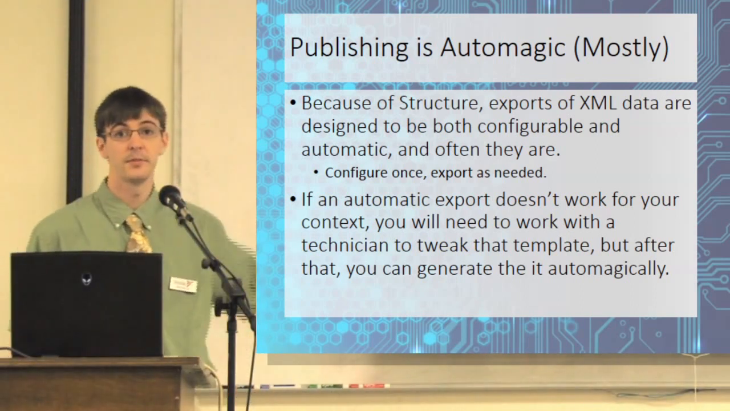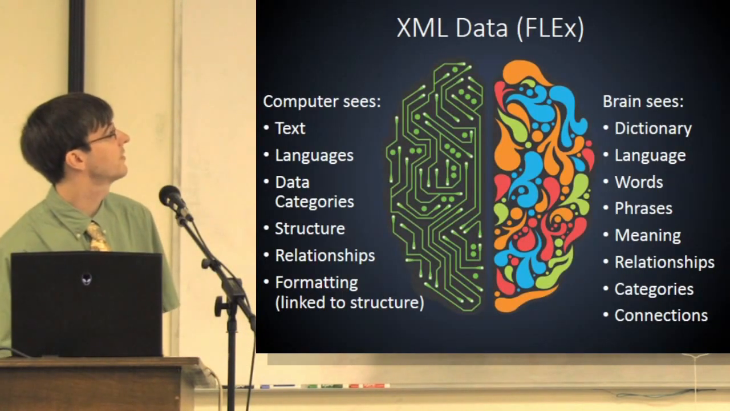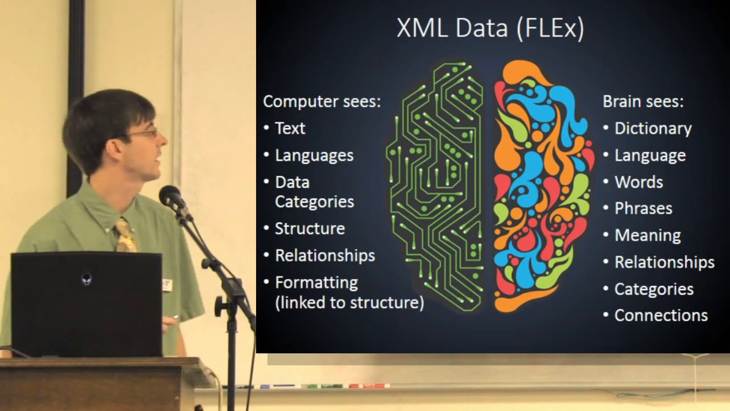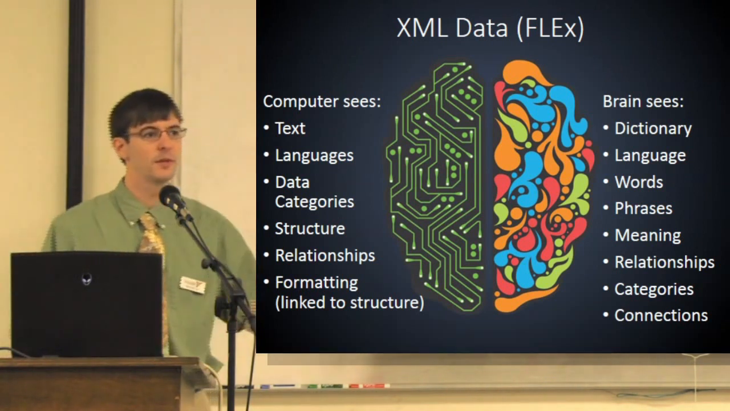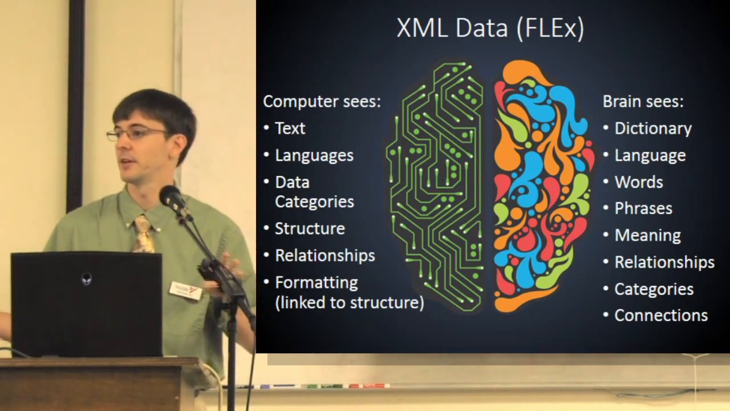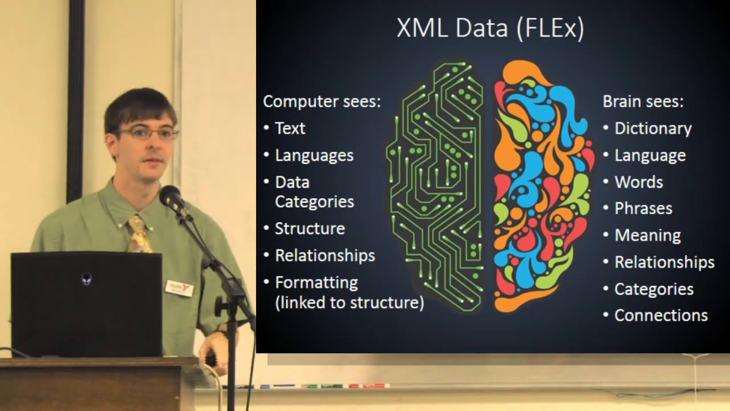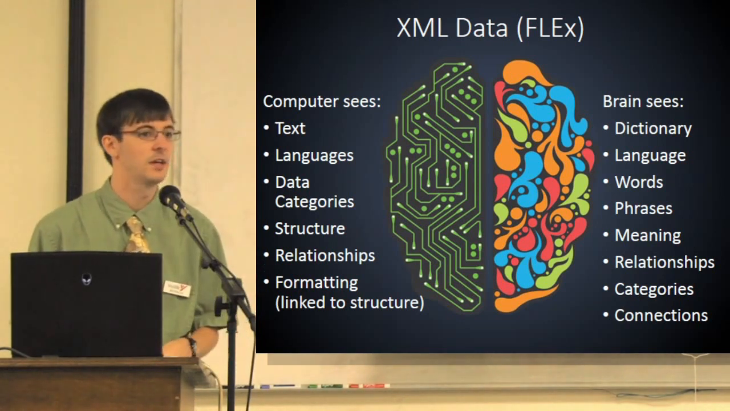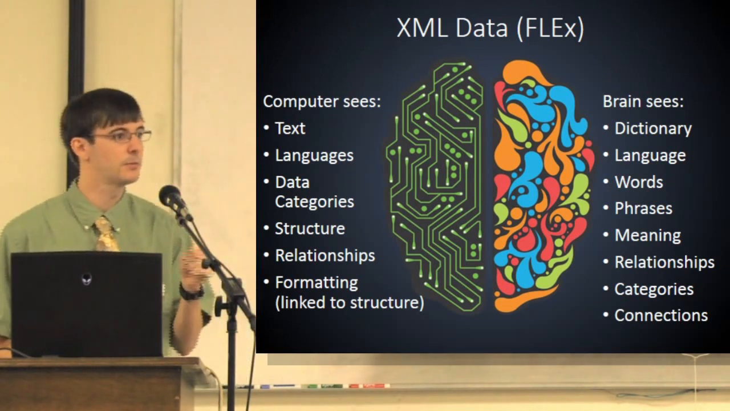So again, with XML, we're back to where we were before. The computer sees the text, the languages, the data categories, the structure, the relationships, and with XML, formatting and structure are separate, which makes it really wonderful, actually. You can say, every time I have a gloss, I want it to show up this way. So if you want to change what every gloss looks like in your printout, you only have to change that in one place.